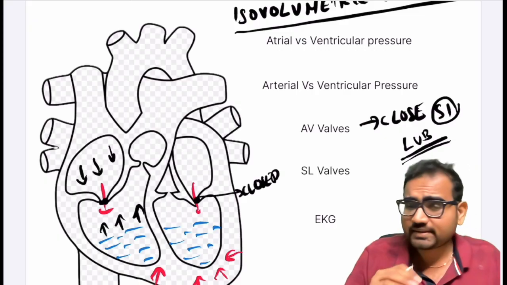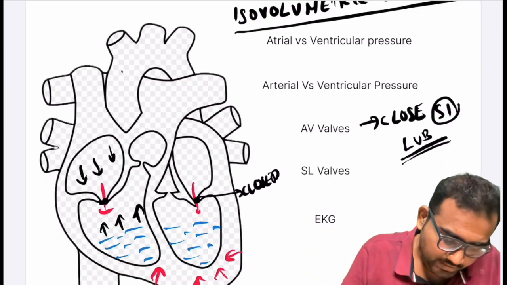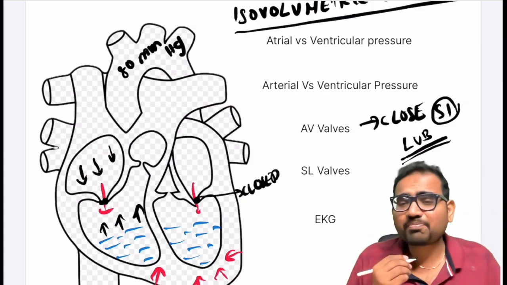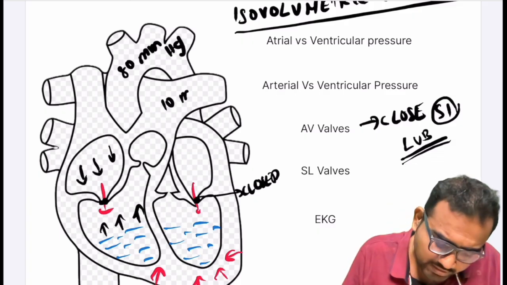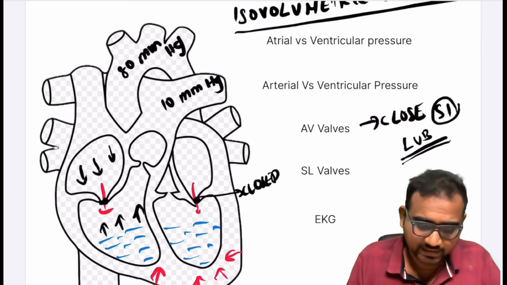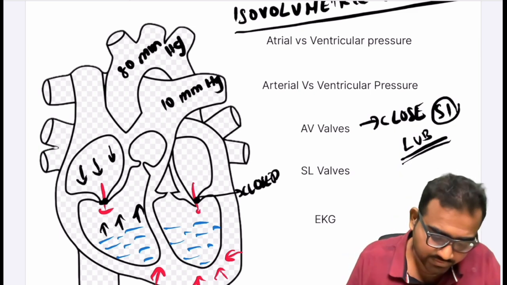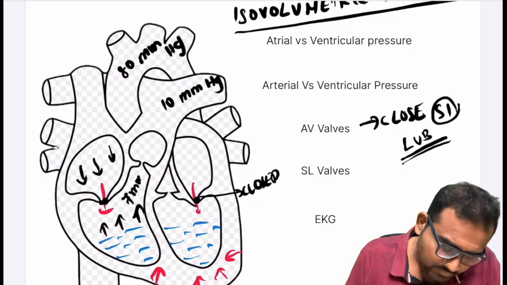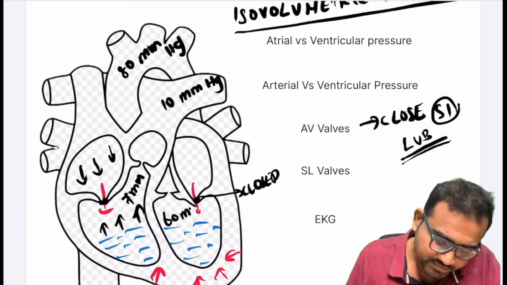Usually the aortic arch will have more pressure. For example, it will be around 80 mmHg, whereas the pulmonary artery will have a little bit lesser pressure compared to that, around 10 mmHg. At this stage, the isovolumetric contraction, the pressure inside the right ventricle will be around 7 mmHg and the left ventricle will be around 60 mmHg.